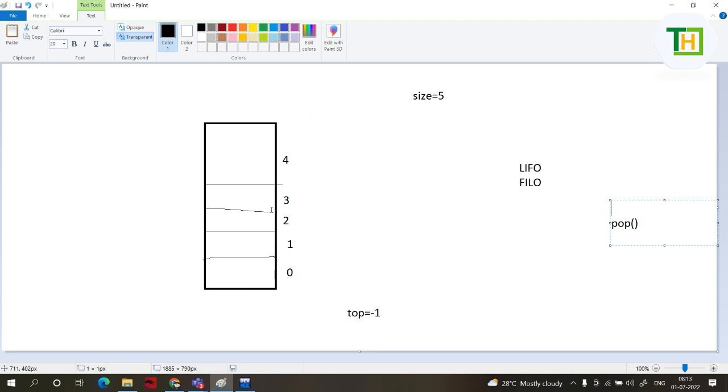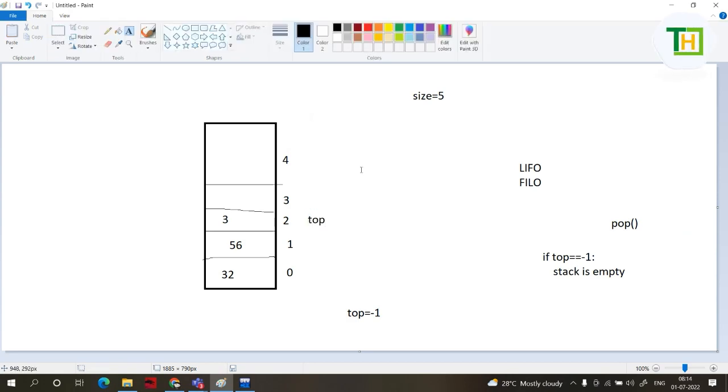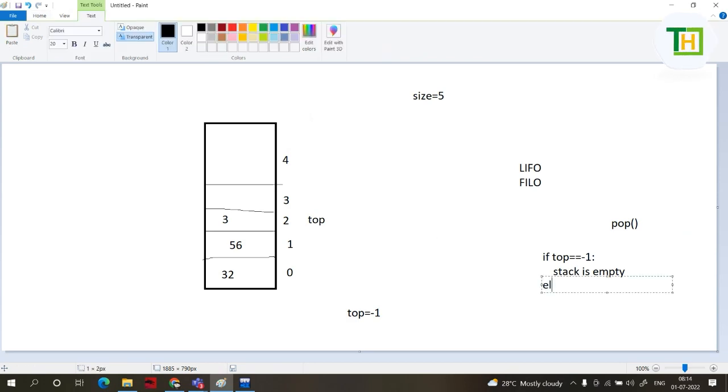That means there is one condition for popping an element. If top is at -1, it indicates there are no elements in the stack, so the stack is empty. If top is not at -1, that means there are some elements here. For example, here it is going to be 3, here 56, and here 32. That means the top is at this position. If the top is not at -1, that is going to be the else.